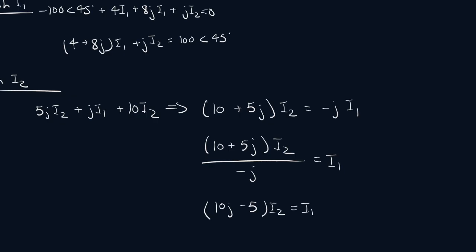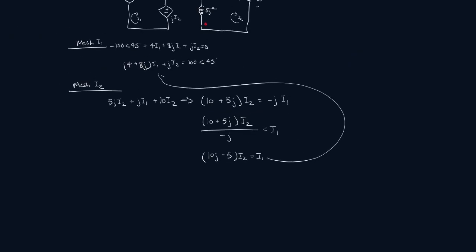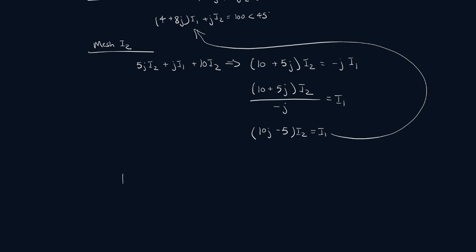Let's quickly find out the value of what this is. So 10 squared plus 5 squared. So pretty much I'm trying to find the phase. Actually, I'll do that later. So now I have I1. What I'm going to do is plug that into here. So I have 4 plus 8j times 10j minus 5 I2, plus jI2 is equal to 100 phasor 45 degrees.